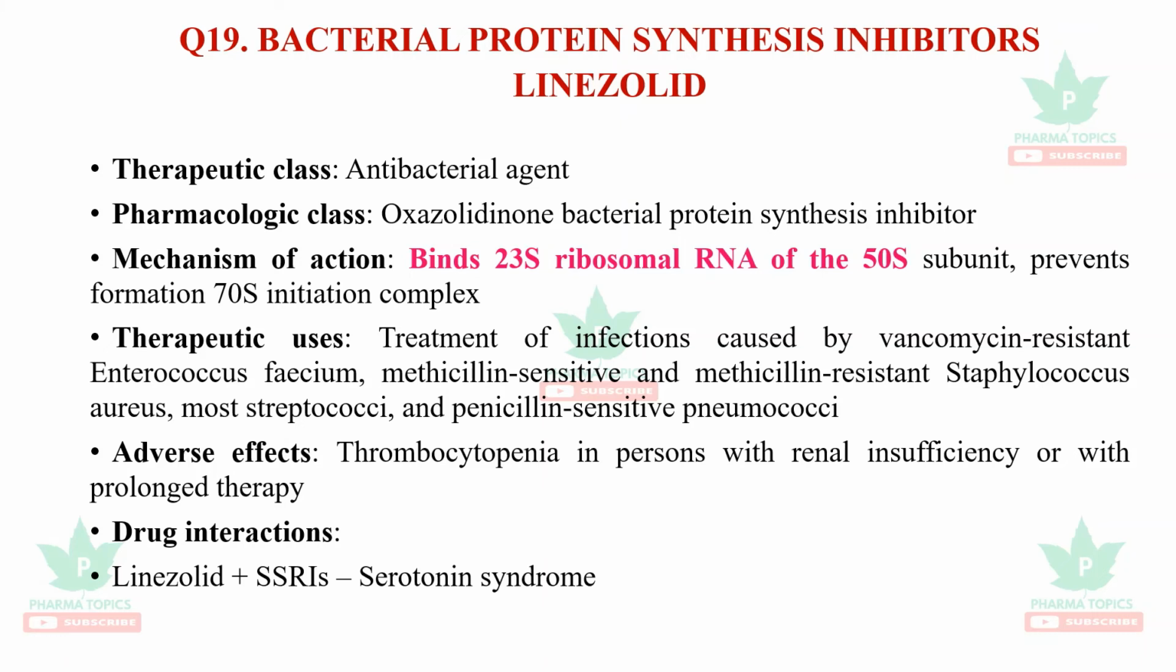Question number 19, short note on linezolid. It's a bacterial protein synthesis inhibitor, binds to 23S ribosomal RNA of the 50S ribosomal subunit. It is used for treatment of infections caused by vancomycin resistant Enterococcus faecium, methicillin sensitive and methicillin resistant Staph aureus, and penicillin sensitive pneumococci. The adverse effects include thrombocytopenia in persons with renal insufficiency or with prolonged therapy. Linezolid can cause serotonin syndrome when it is co-administered with selective serotonin reuptake inhibitors.